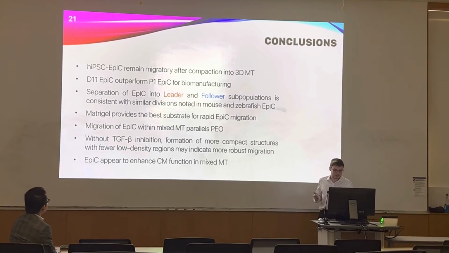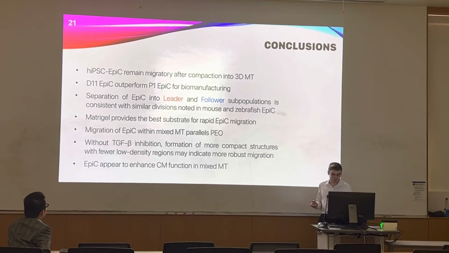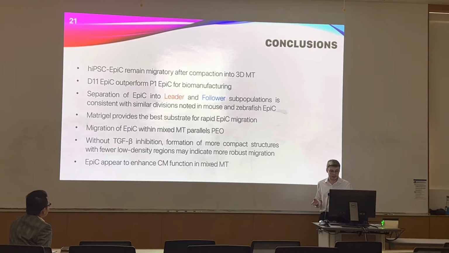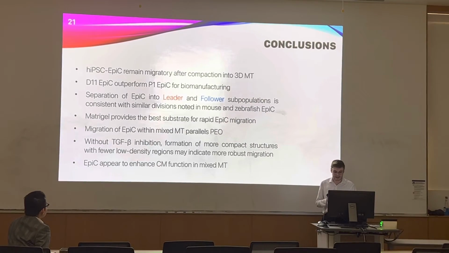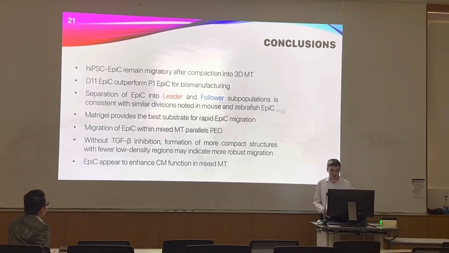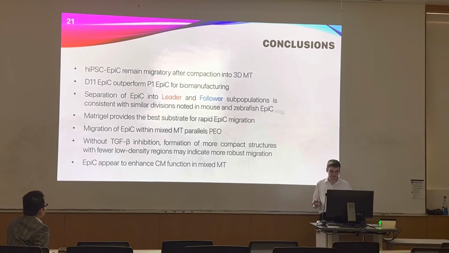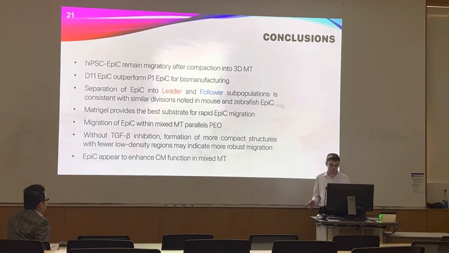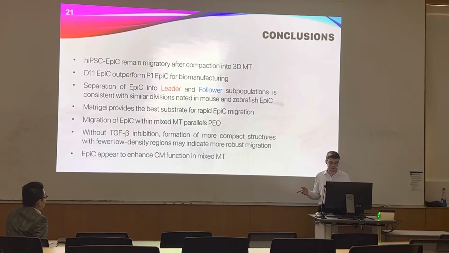Bringing it all back together, we found that human EPICs can be used to construct 3D microtissues, and they remain migratory in that context. We found that day 11 EPICs are better than peak 1 if you're going to do this. When we examined their migration in 2D, we found that they migrate in a wavefront that's consistent with behaviors found in animal models, and that Matrigel is the best substrate for EPIC migration.